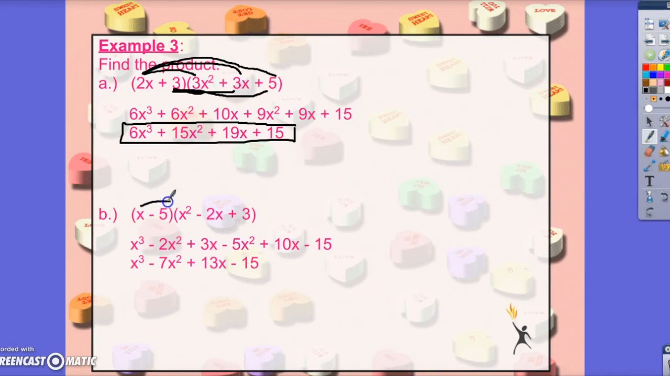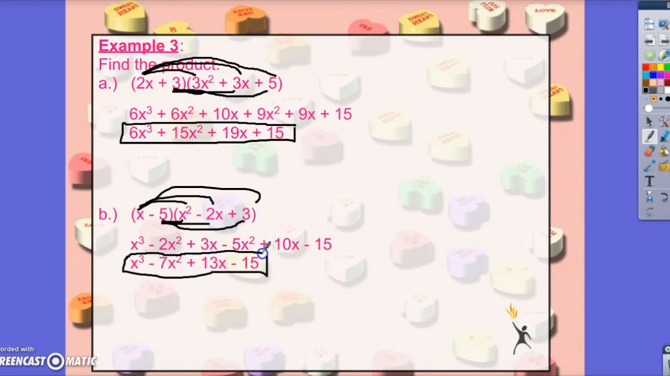We're taking the x and distributing it to all three parts. And then don't forget, with our exponent rules when we multiply, and don't forget this one, and the second part is negative 5. Get this? Then combine like terms. So our final answer is x cubed minus 7x squared plus 13x minus 15.